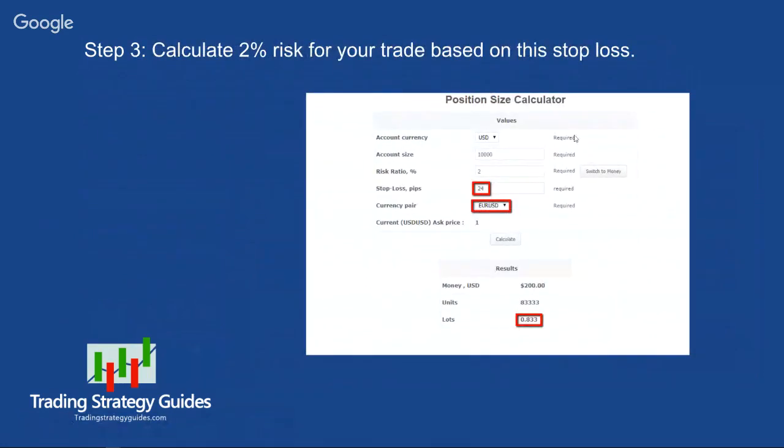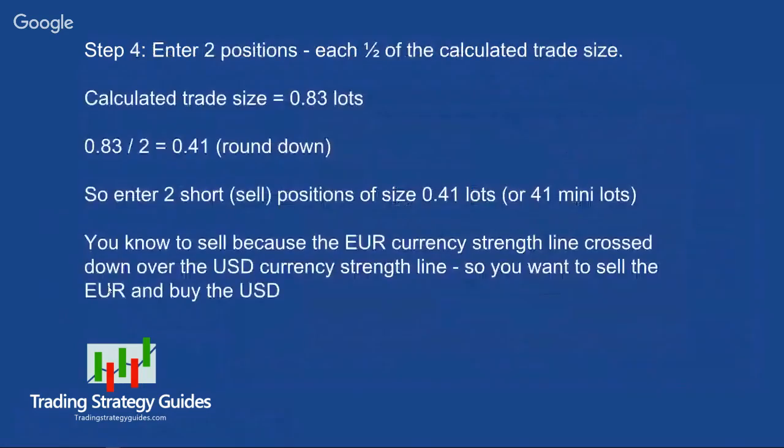Here's a position size calculator. I'll show this to you shortly. You enter the size of your account, the percent that you're willing to risk, the stop loss, the currency pair, and it will tell you the number of lots you can trade total. In this case, 83 mini lots. You'll have to round that down to 82. So each position will be 41.